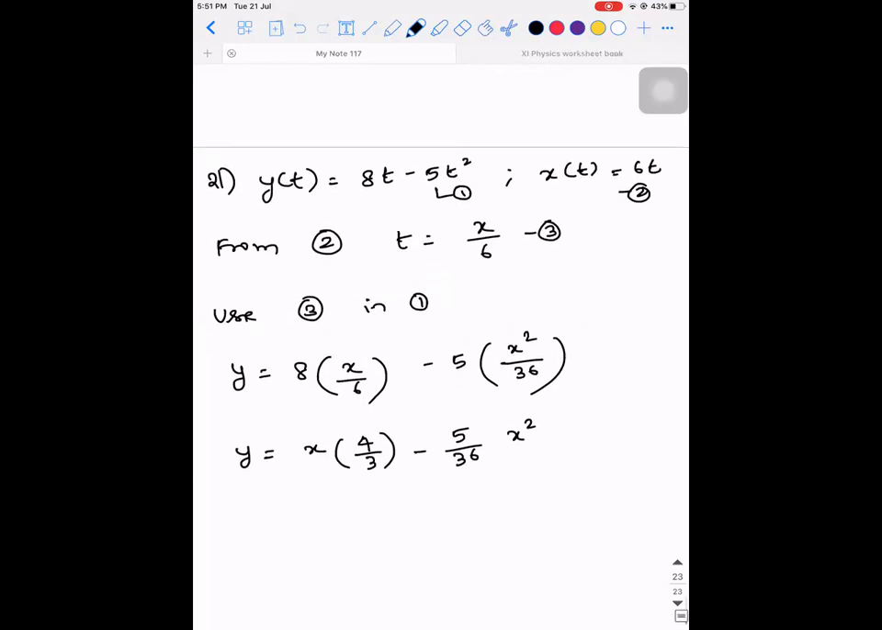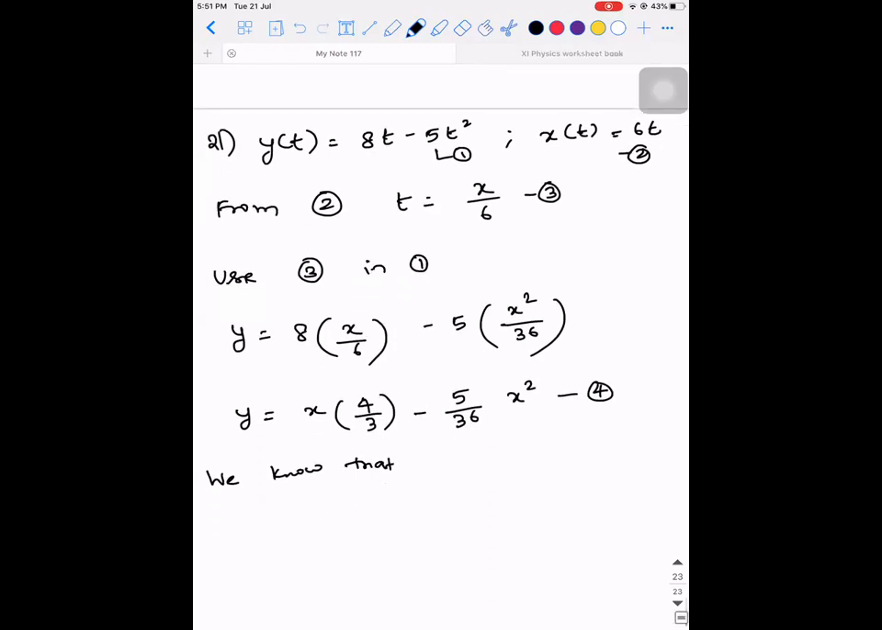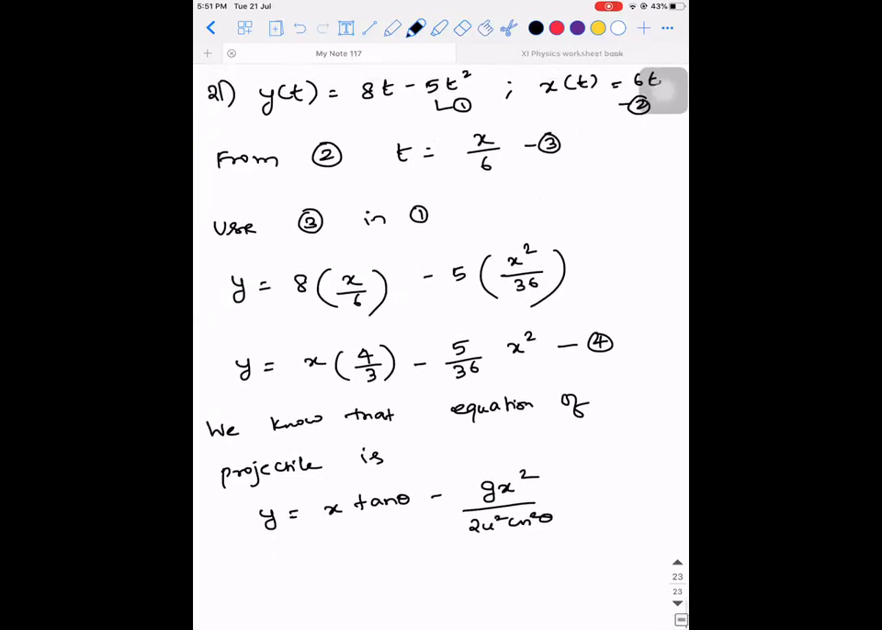So what is the equation of projectile? We know that the equation of projectile is y is equal to x tan theta minus g x square divided by 2u square cos square theta. Am I right? Okay. So I'll tell you an alternate method also to do this.